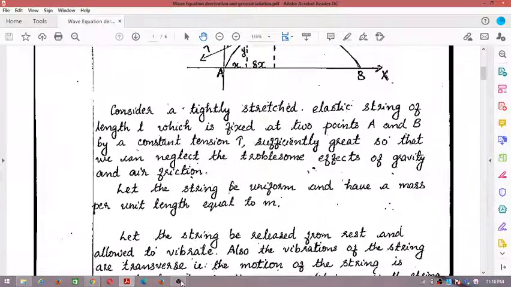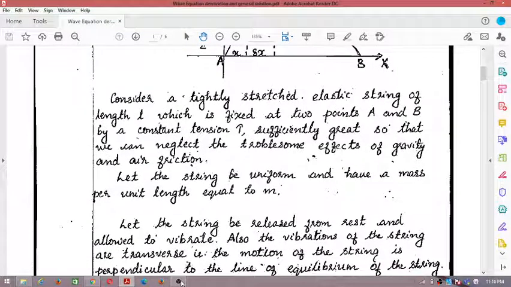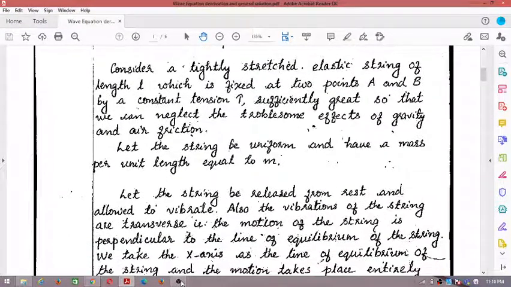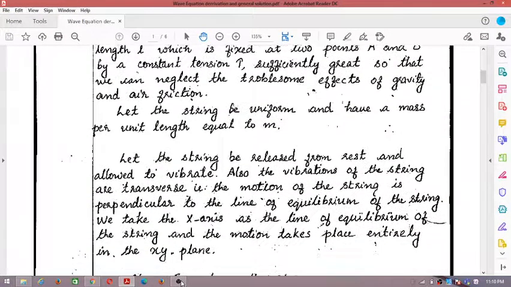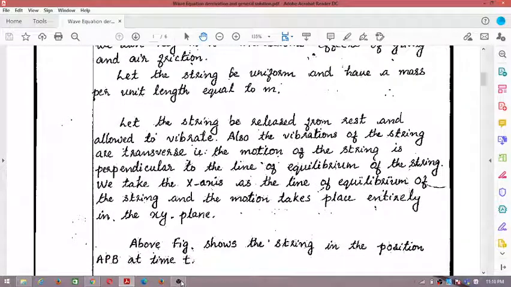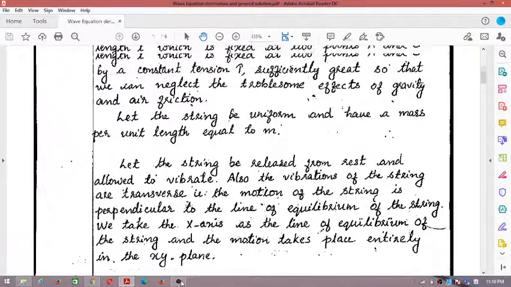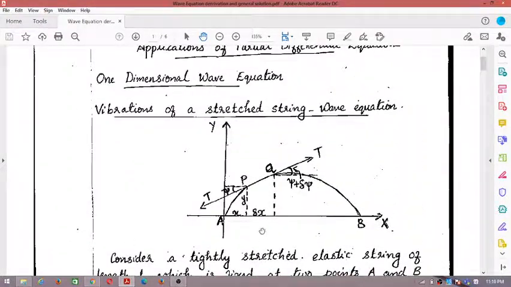Also, the vibrations of the string are transverse, that is, motion of the string is perpendicular to the line of equilibrium of the string. We take the x-axis as the line of equilibrium of the string, and the motion takes place entirely in the xy plane. The above figure shows the string in the position APB at time t. We can see the string having the position APB at a given time small t.